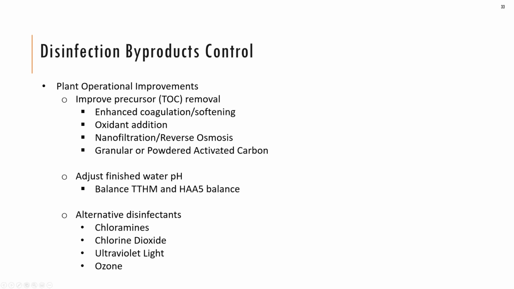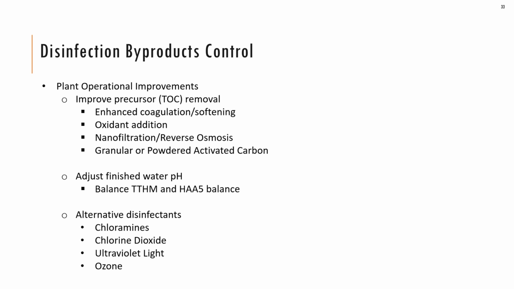Once a system is evaluated, the water system must identify steps to minimize exceedances. Here are some common methods to reduce the formation of DBPs in the treatment plant. Water systems can try to improve DBP precursor removal from the source by implementing enhanced coagulation or softening, or by adding oxidants. They can implement membrane filtration, such as nanofiltration or reverse osmosis, to again increase TOC removal, or they can use granular activated carbon.